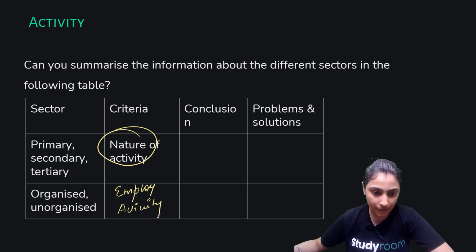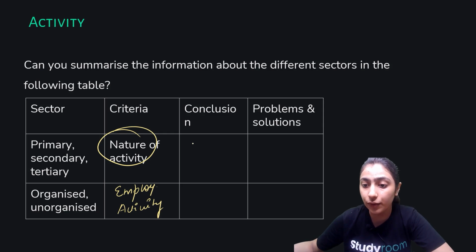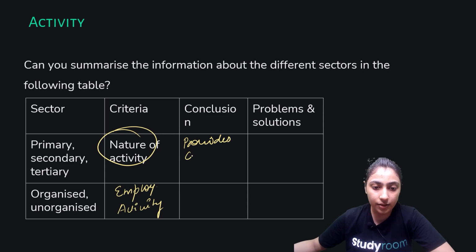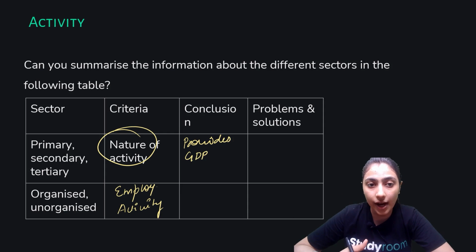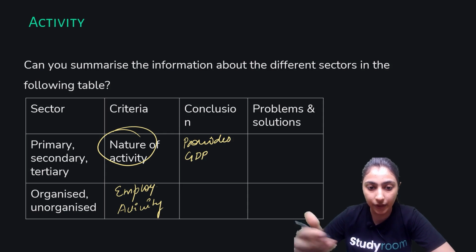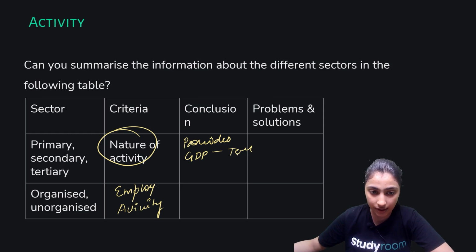Now talking about the nature of activity. The first point that you can include in your conclusion is that your tertiary sector is the one that provides more GDP, but there are still more people in the secondary sector. Still, more GDP is provided by your tertiary sector.